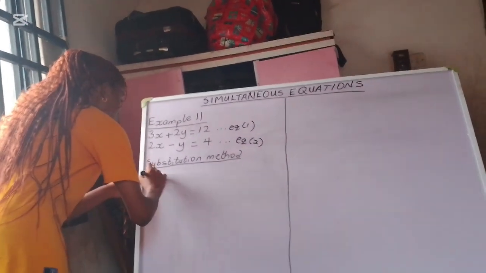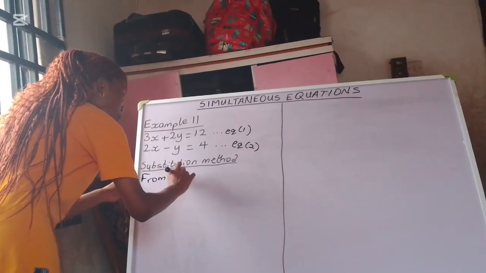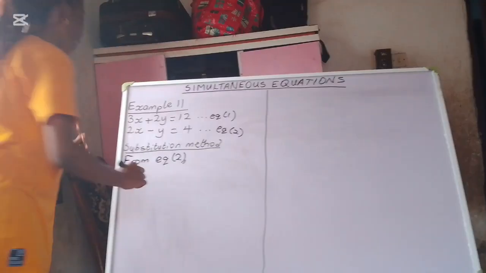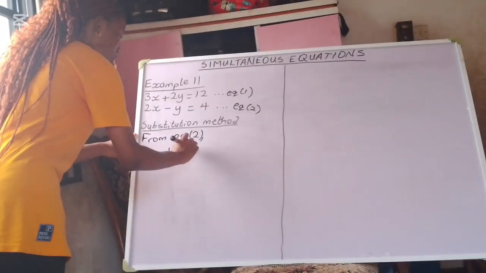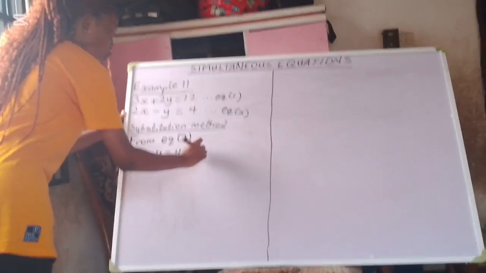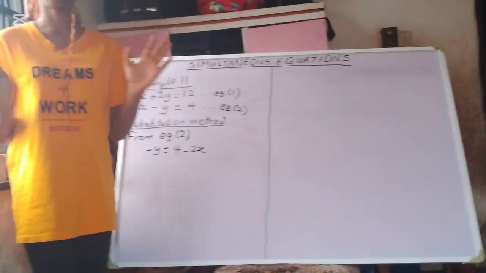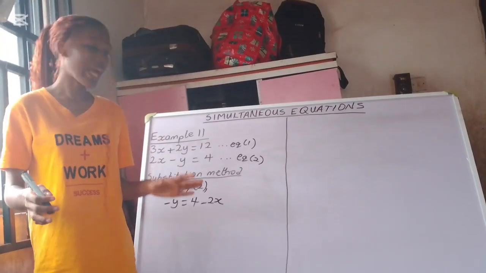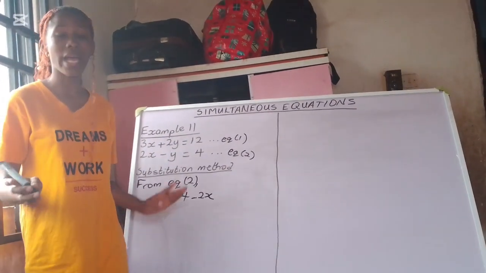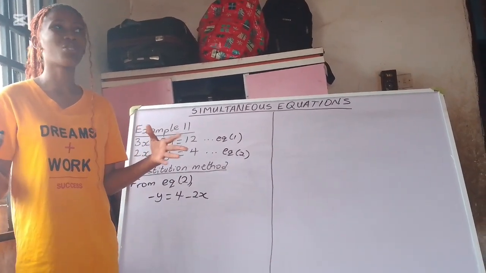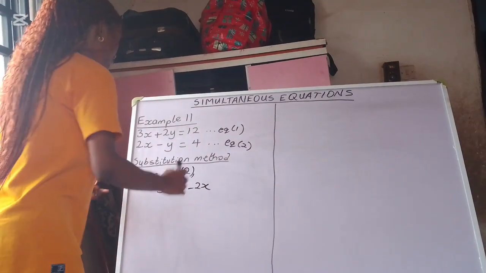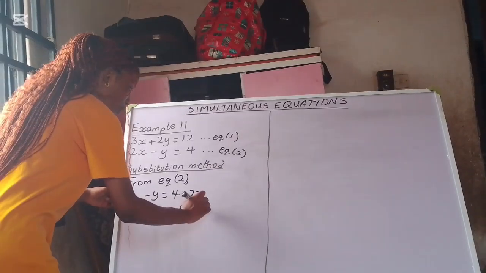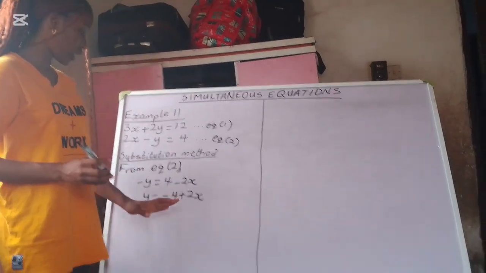So from equation 2, if we make y the subject of the formula, we have to move 2x to the other side. And if we do that, we'll have negative y equals 4 minus 2x. But we are not interested in the value of negative y, we're interested in the value of just y. So we have to multiply this equation by negative 1, or in other words, just inverse the signs. So if we do that, we'll have y equals negative 4 plus 2x. So this is our value of y.